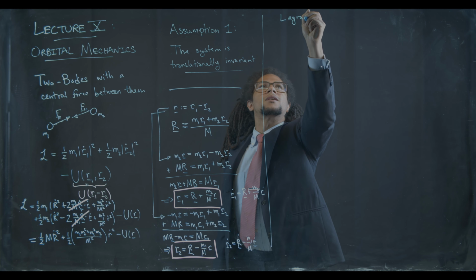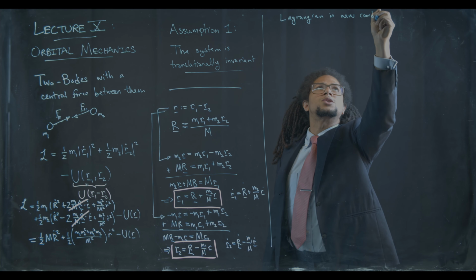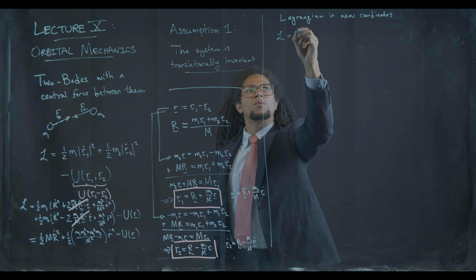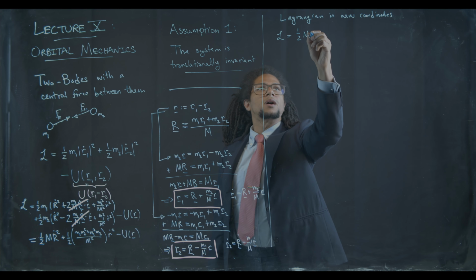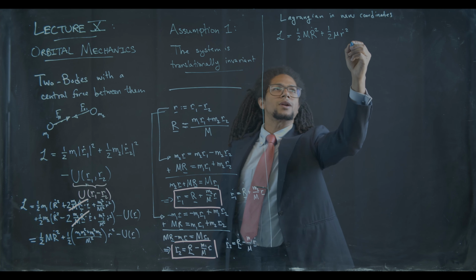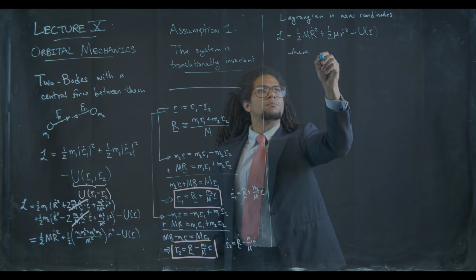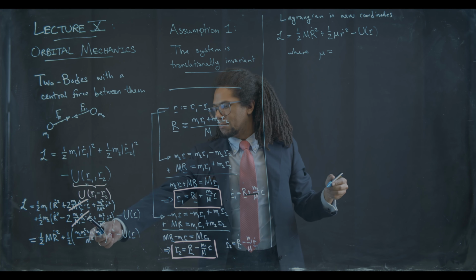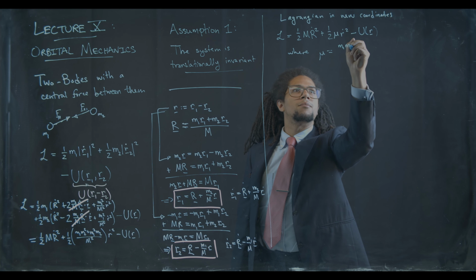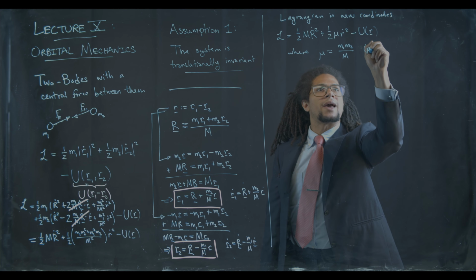So the Lagrangian in new coordinates, let's just finish it off up here. We'll have L is equal to 1/2 capital M times R dot squared plus 1/2, I'm going to say mu times little r dot squared minus U of r, where mu is equal to, well, if I canceled my 1 power of capital M in the numerator with my 1 power in the denominator, I get m1 times m2 over capital M. Mu is called the reduced mass.